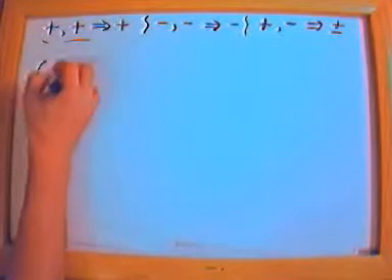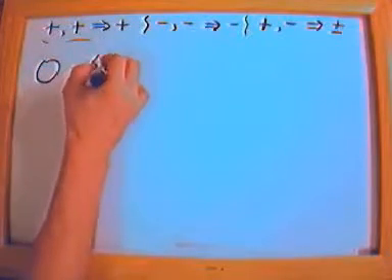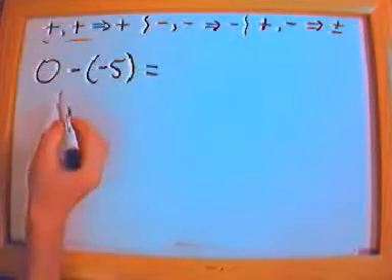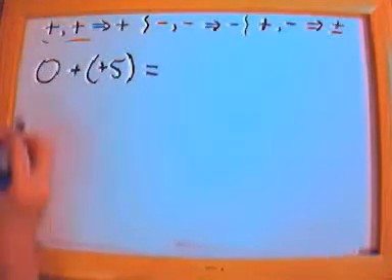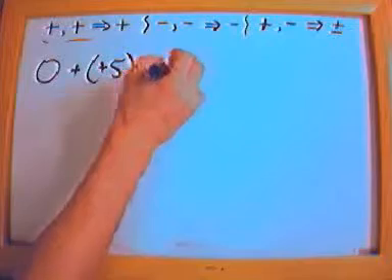Okay, let's try something pretty interesting, I think. 0 minus a minus 5. Well, anytime you have minus a minus, you can just go ahead and immediately put plus and a plus. So 0 plus positive 5 is simply going to be 5.